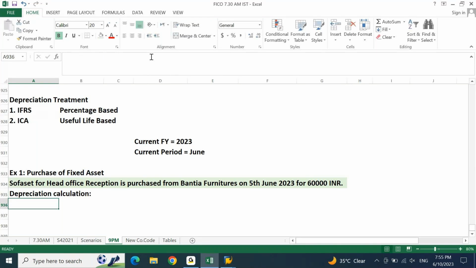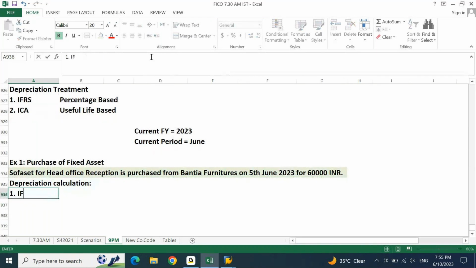So point number 1, you have IFRS. Point number 2, you have Indian Companies Act. According to IFRS, we decided this is percentage based. Whenever you're talking about percentage based depreciation, there are two methods within percentage. One is your straight line method percentage, the other one is written down value method or WDV method, percentage method. You need to be very clear what kind of percentage you are talking about, whether straight line method percentage or WDV method percentage.